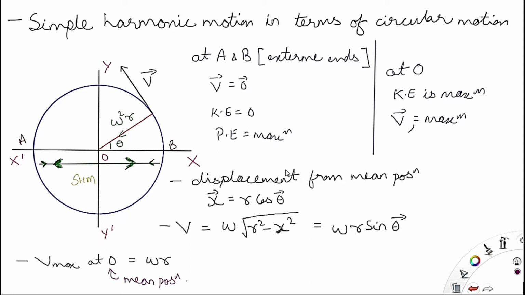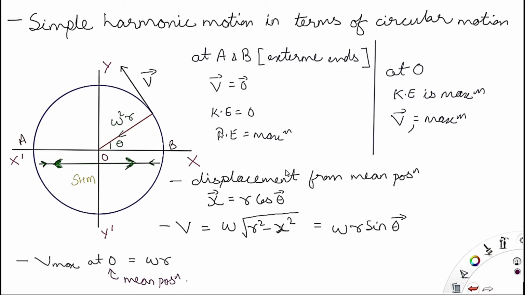So, the first topic is simple harmonic motion in terms of circular motion. Simple harmonic motion is a linear motion along a line, along a curve, along one direction. If it's happening linearly, then vibration happens like this. If it's a pendulum, then this is the motion of a pendulum. So, simple harmonic motion in terms of circular motion.